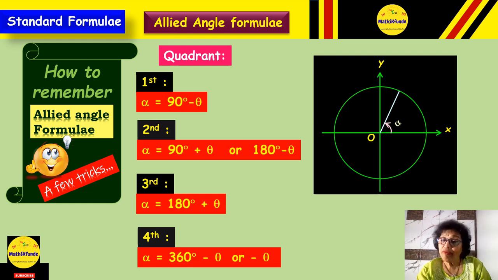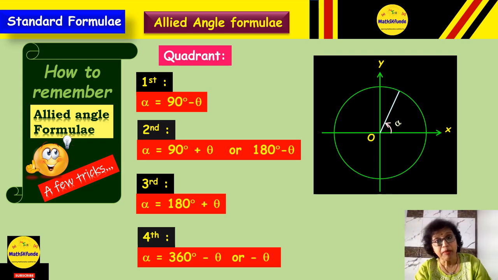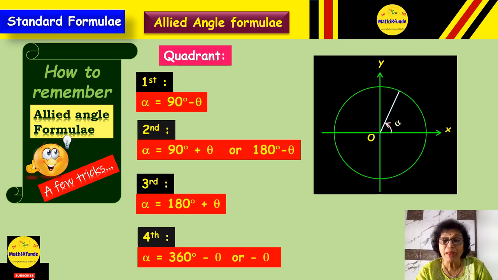Now, you know, when you will be writing answers for allied angle formulae, where 90 minus theta or 90 plus theta or 180 minus theta, 180 plus theta or 360 minus theta or minus theta even are appearing, accordingly, at least you know in which quadrant you are going to be. Now, this is my second step.